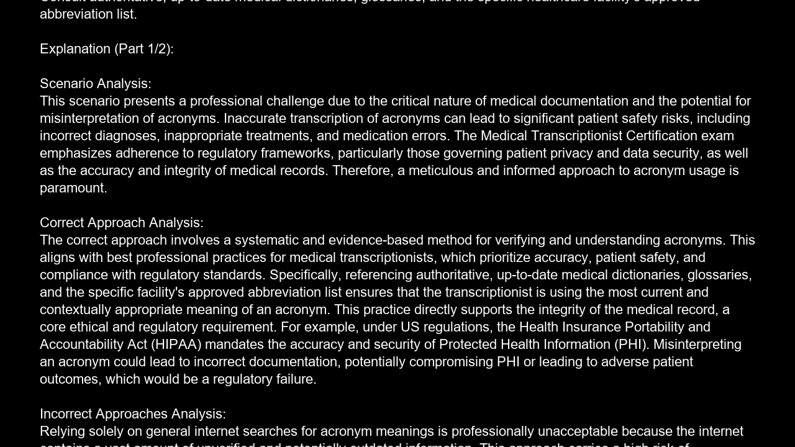Regulations, the Health Insurance Portability and Accountability Act, HIPAA, mandate the accuracy and security of protected health information, PHI. Misinterpreting an acronym could lead to incorrect documentation, potentially compromising PHI or leading to adverse patient outcomes, which would be a regulatory failure.